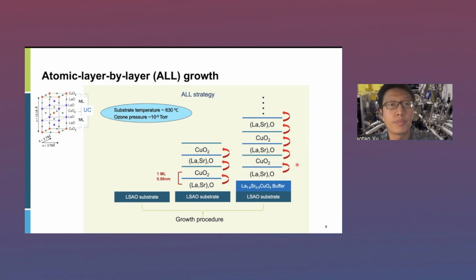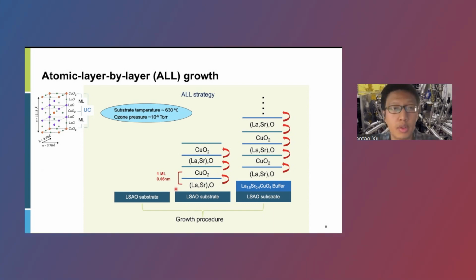So once we have the substrate, once we have a proper substrate temperature and the chamber pressure, notice that the crystal structure of our material is an intrinsically layered structure. So for the ALL growth, basically every time between the shutter open and close, we deposit the exact number of atoms that is just enough for the growth of one layer of the material.